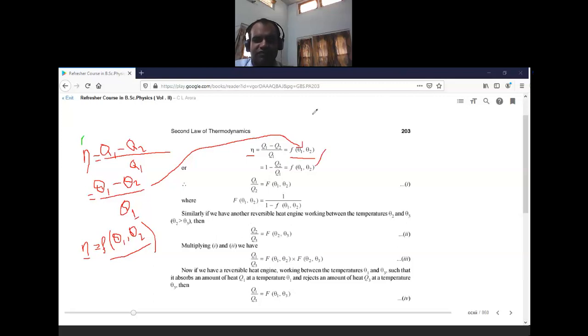So anyway, I'm first writing q2 divided by q1 is 1 minus f theta 1 theta 2. Okay, but here we are writing it as q1 by q2. So what is q1 divided by q2? From here just reverse this.